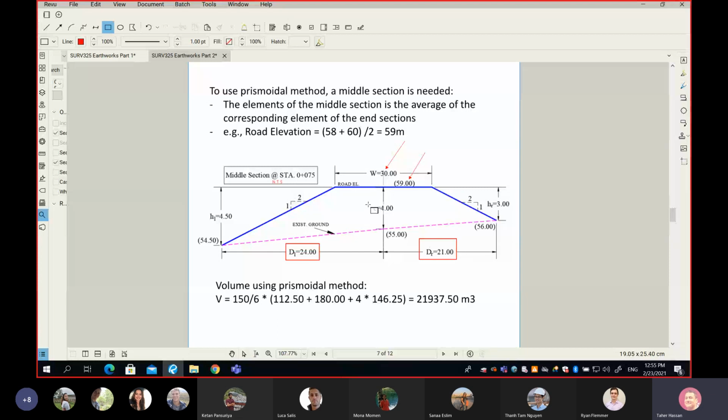And once you're ready with all the parameters to find the cross-section area, remember, we need W, we need HL, C, and HR, and we also need DL and DR. Once you know those six parameters, we can find the area. Please do it on your leisure time. And then find the area, and this area will be 146.25.